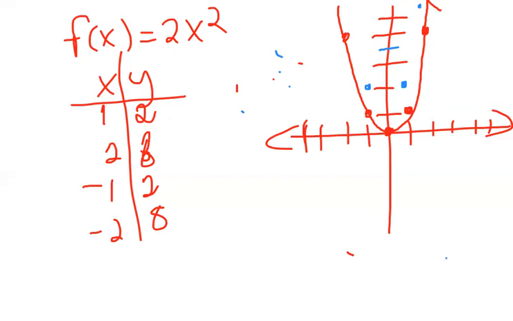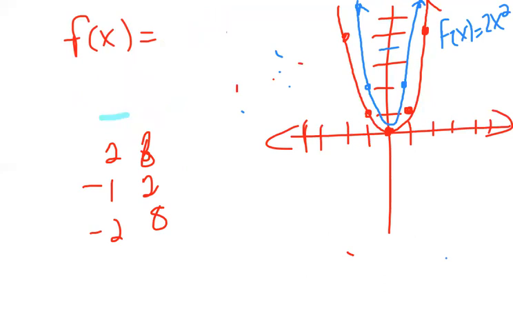Now, here's what I want you guys to notice. Right here, once we plot this, guys, look at what the graph looks like. It's the same shape, but guys, notice it is closer to the x-axis. Okay, so now I'm going to do it one more time. Okay, so that second one was f of x equals 2x squared. I'm going to do it one more time, and here it is.